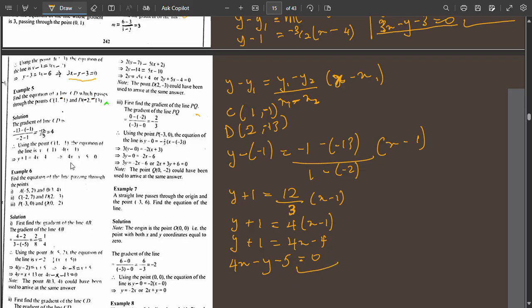And then it is 4x minus y minus 5 is equal to 0. That's the equation of the line, and it's correct. So these examples also use the same method.